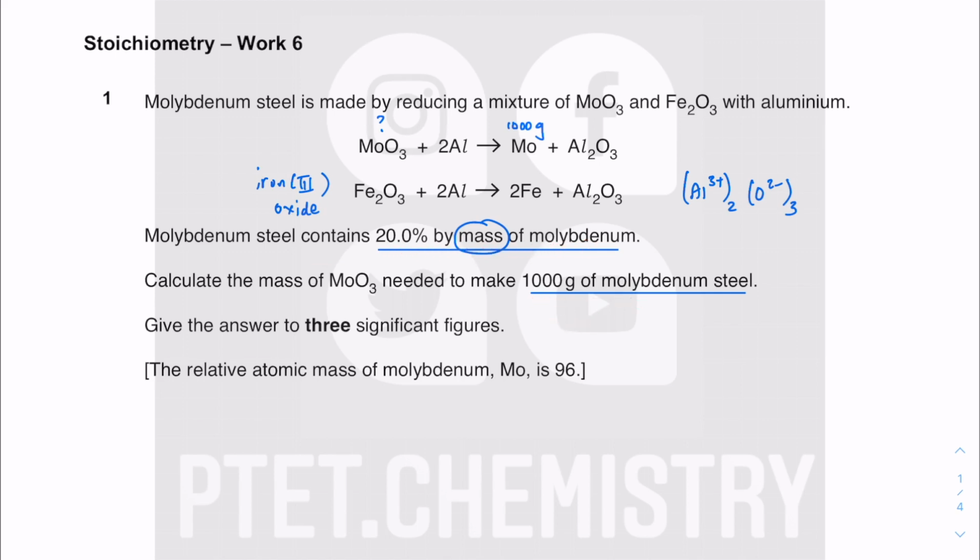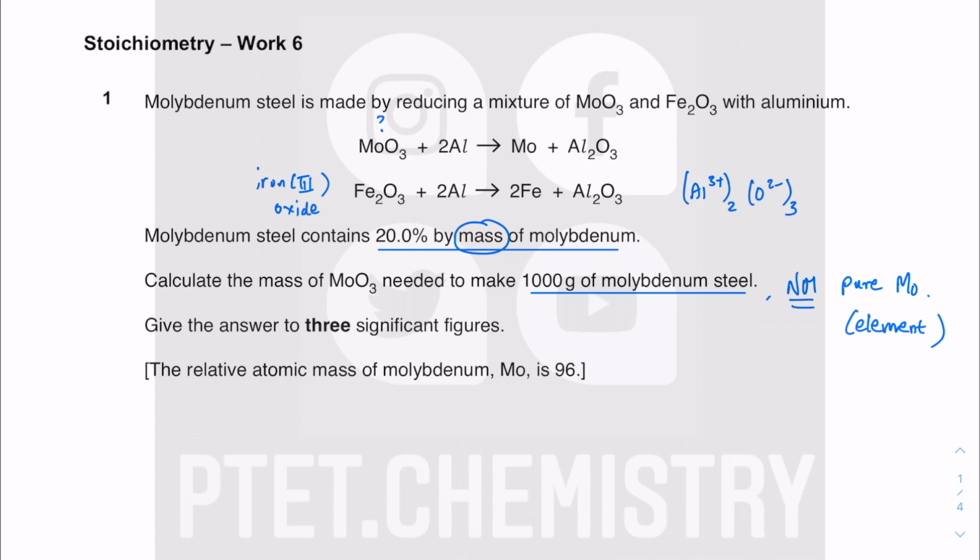Hang on, you want 1000 gram molybdenum steel, not pure molybdenum, careful. Molybdenum steel is a mixture of these and these. So molybdenum steel is not pure molybdenum, which is an element. There's one thing you need to do: interpret the question carefully. It says molybdenum steel is a mixture, so it's not pure molybdenum. So 1000 gram is not for this. Be very careful, because in that 1000 gram only 20% is molybdenum, because molybdenum steel contains only 20% by mass of molybdenum.